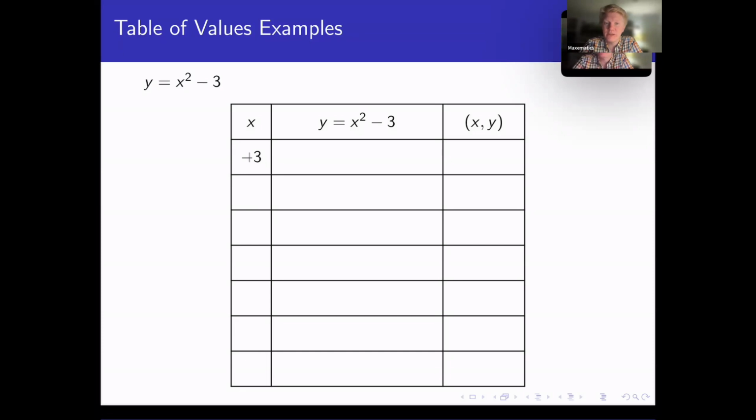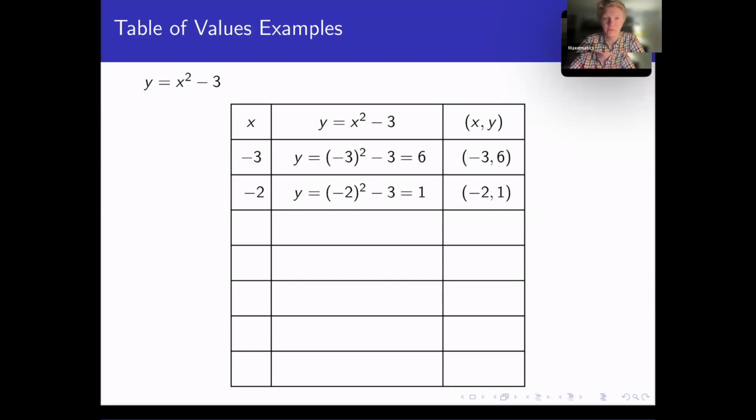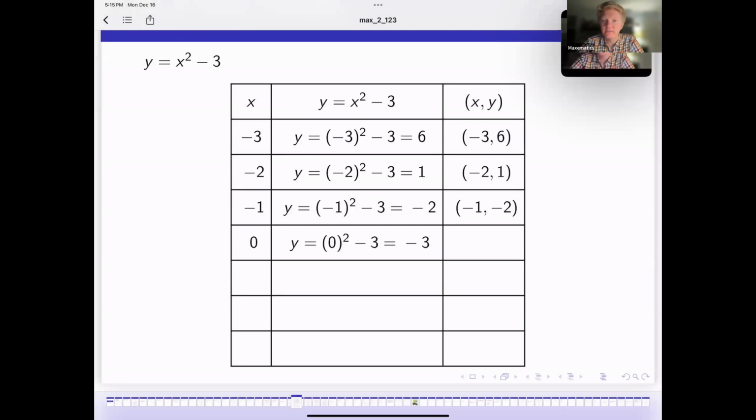Well, if x is -3, we're going to plug in -3. -3 squared is 9. 9 minus 3 is 6. So that means one of the solutions to this equation is -3, 6. And -3, 6 will be on the graph of y equals x squared minus 3. Let's do -2. Well, we're going to plug in -2 for x. -2 squared is 4. 4 minus 3 is 1. So the point -2, 1 is on the graph of our equation. Let's do -1. -1 squared is 1. 1 minus 3 is -2. So -1, -2 is a point. And I think you guys get the idea here.